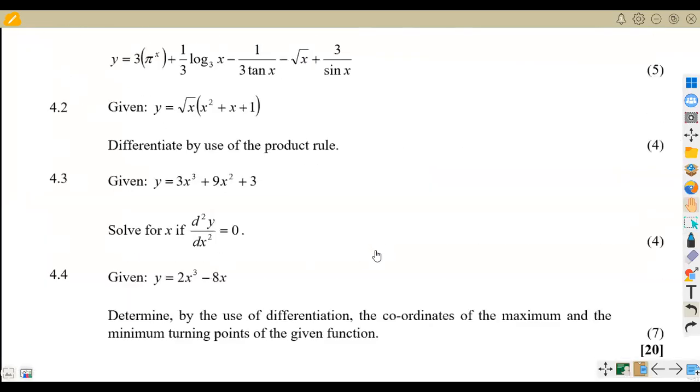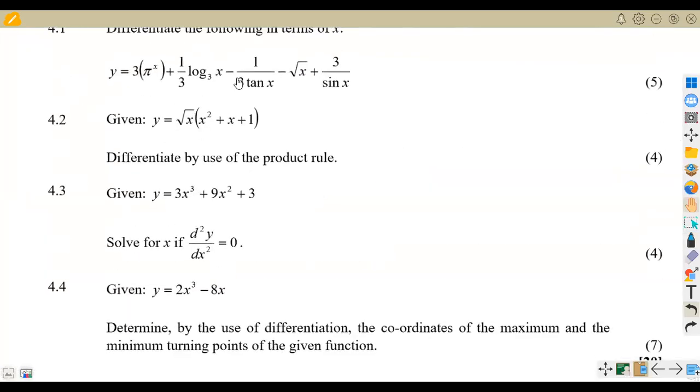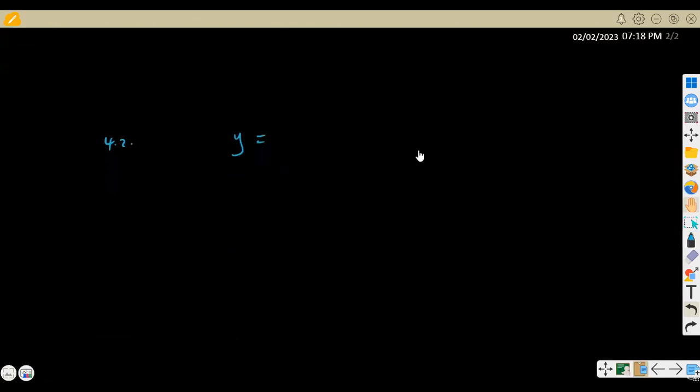So on question 4.2, we are given that our y in this case is the square root of x. Okay, so that is 4.2 here. But take note, guys, square root of x, I explained it here. We said it's the same as x to the exponent of a half. So this is the same as x to the exponent of a half into x squared plus x plus 1.